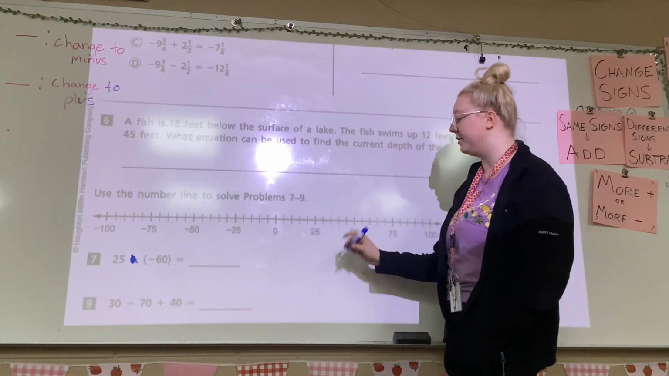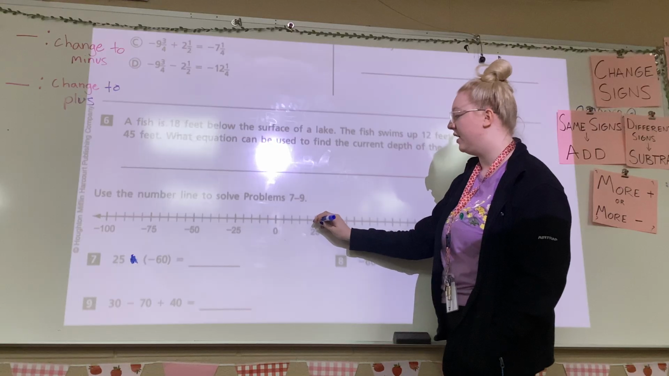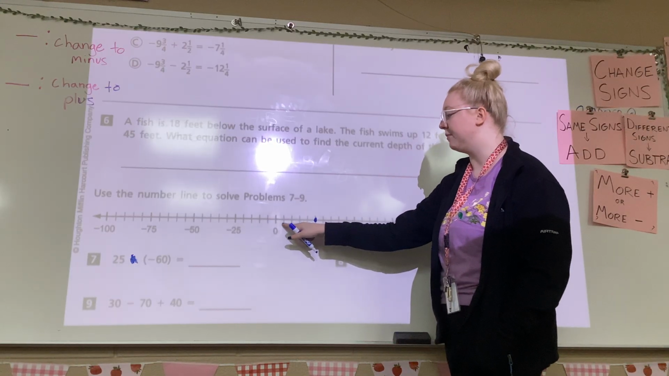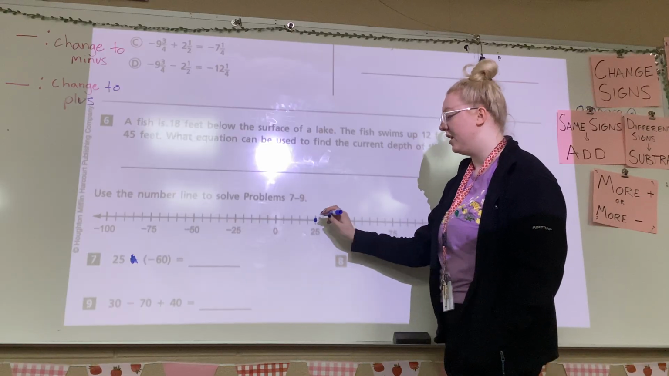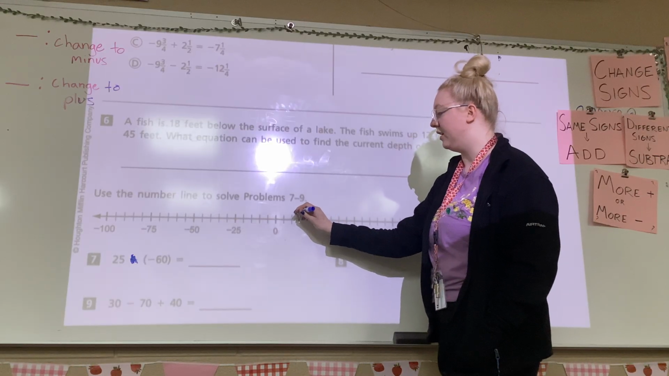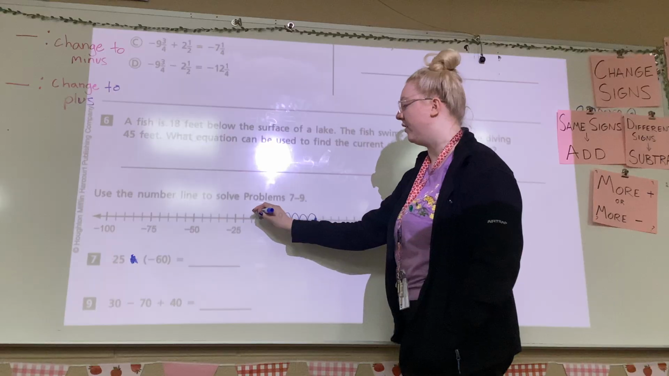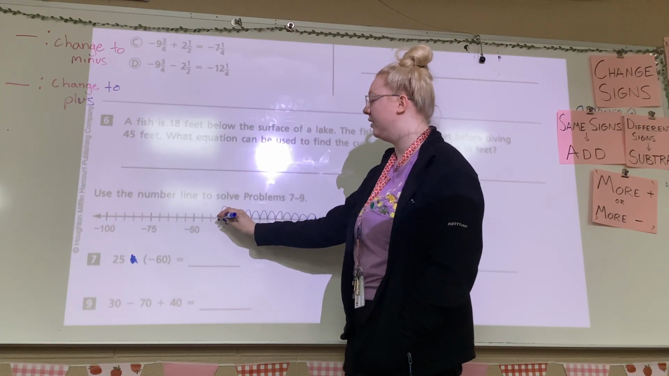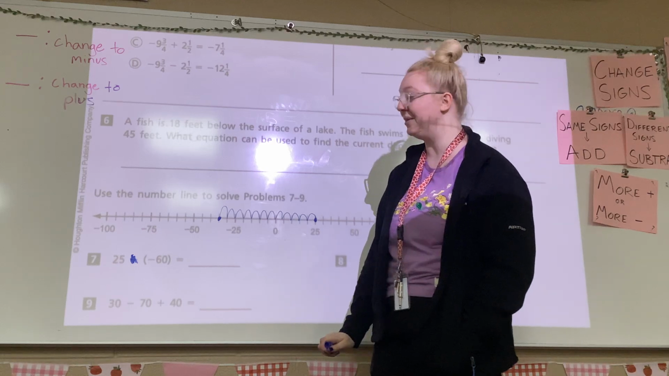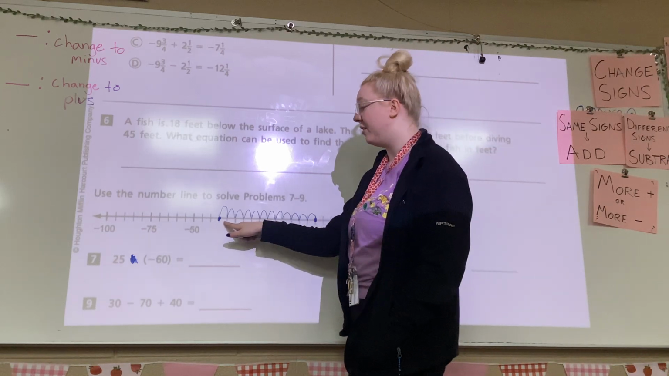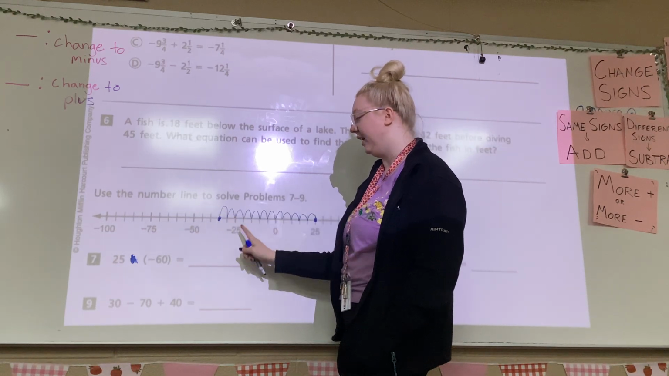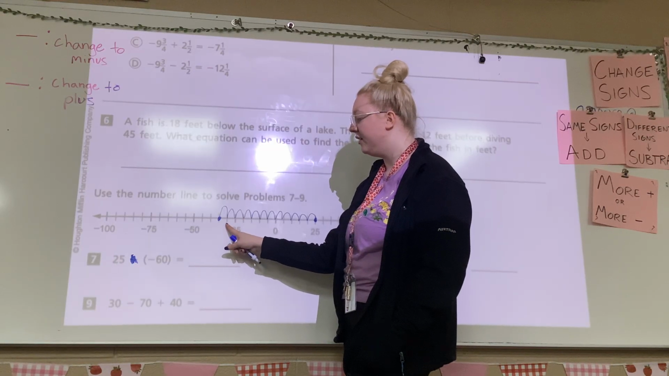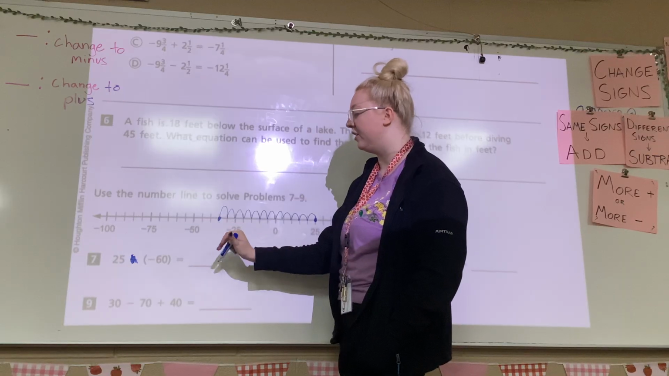Okay, I'm going to use the number line. Here's 25, and we need to subtract 60. Okay, each of these tick marks is going up by 5. So we can go 5, 10, 15, 20, 25, 30, 35, 40, 45, 50, 55, 60. We land here. Okay, now we need to figure out what that number even is. These tick marks go down by 5. Okay, here's negative 25. That means that's negative 30. That means this is negative 35.